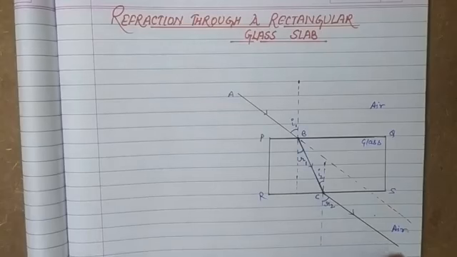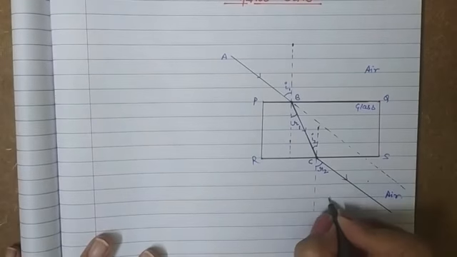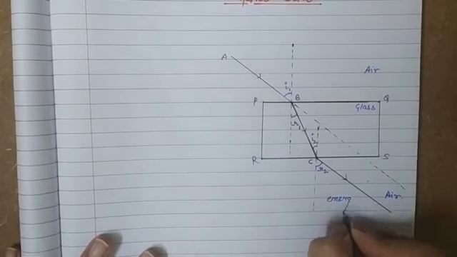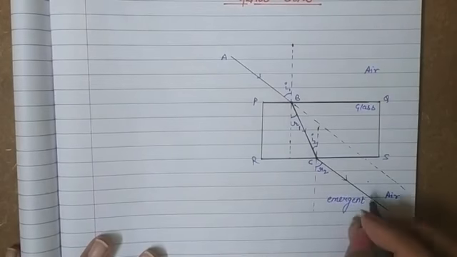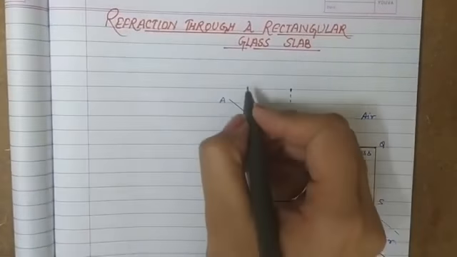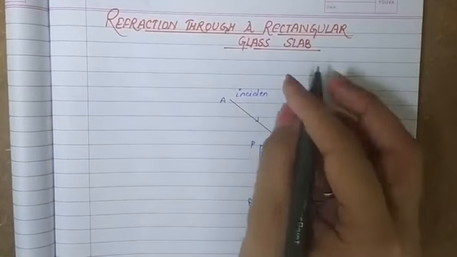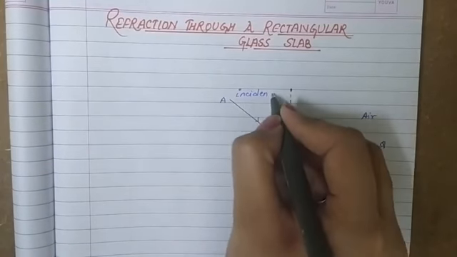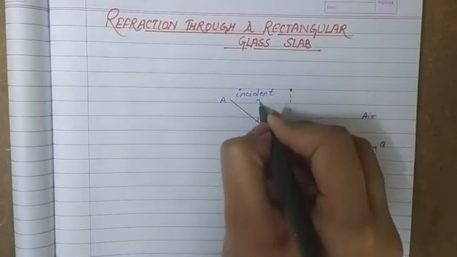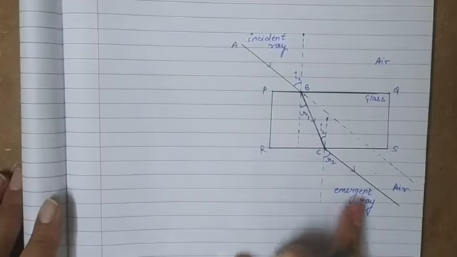This final ray that comes out of the glass slab we call the emergent ray. The ray that we have incident is called the incident ray, that is the ray of incidence, and the ray that we get out of the glass slab is the emergent ray.